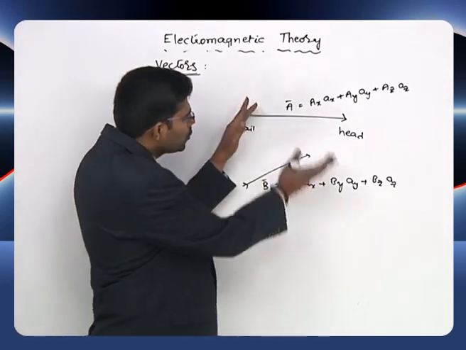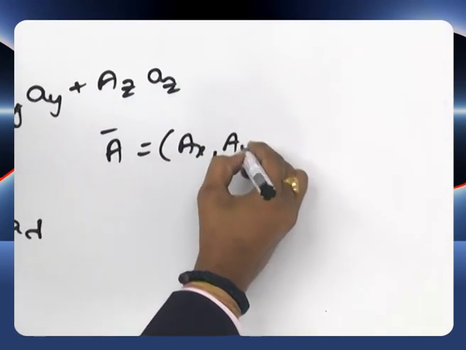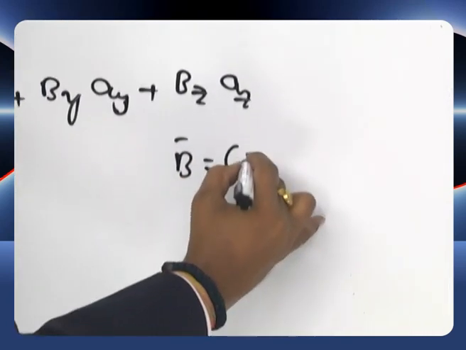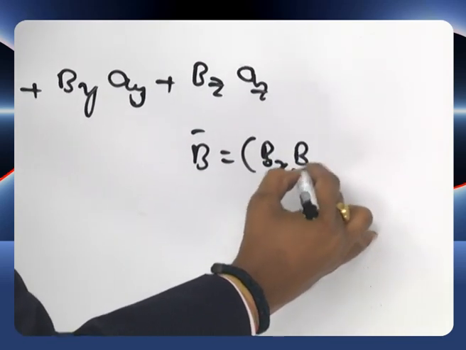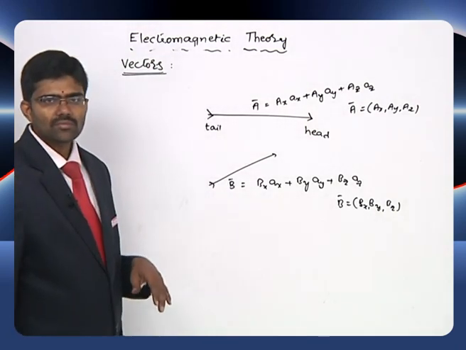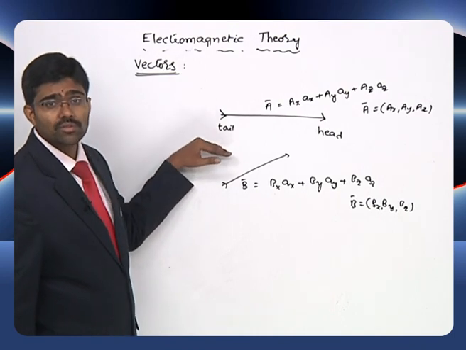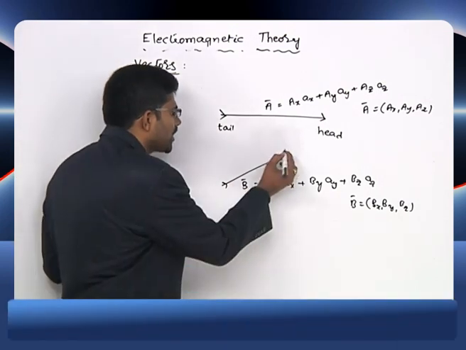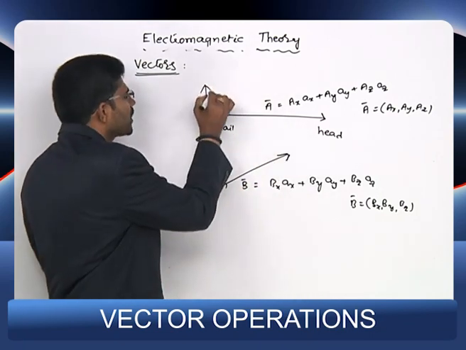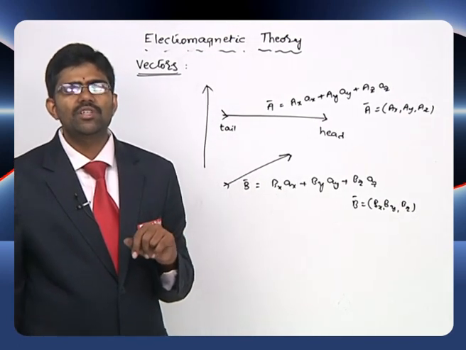If you want to denote the two vectors in point form, simply A bar can be written as Ax, Ay, Az, and B bar can be written as Bx, By, Bz. If you draw this in a two-dimensional plane like this board, it is very easy to observe the direction. A is in this direction, B is in this direction, some other vector may be in another direction, but we are treating every quantity in our electromagnetics in three-dimensional space.